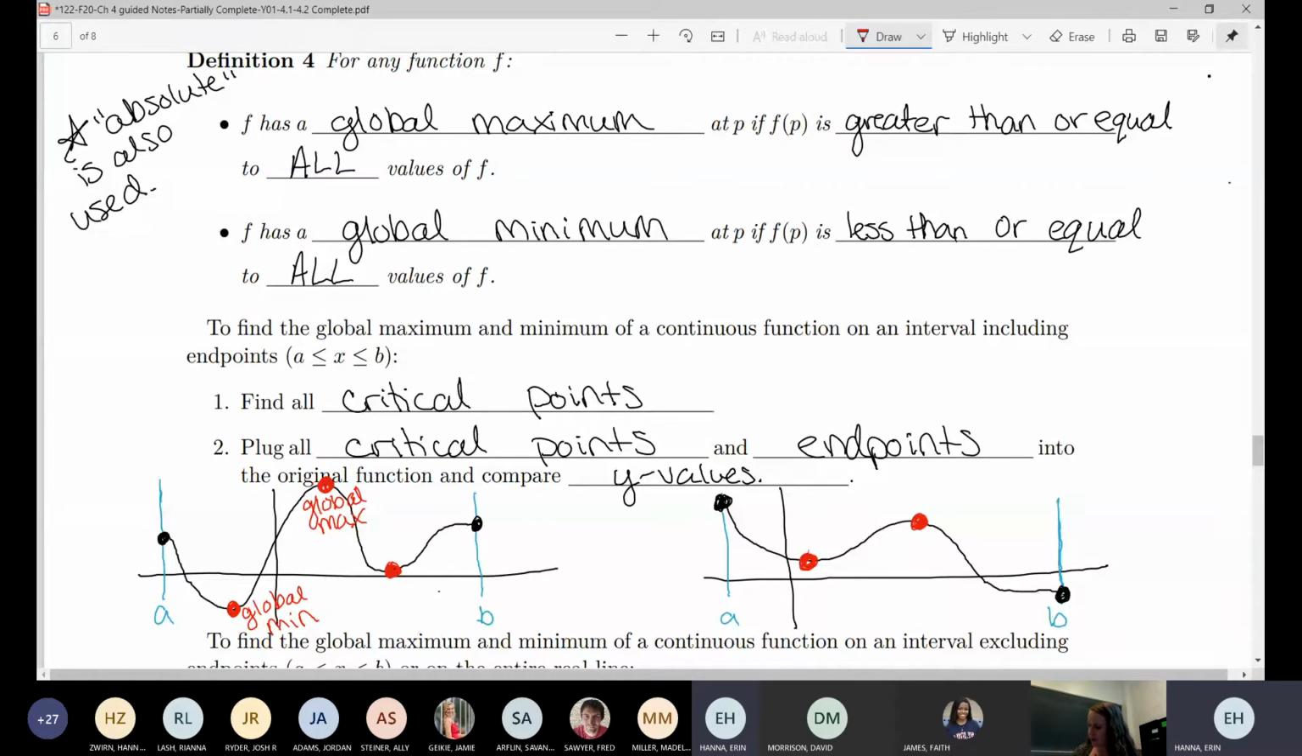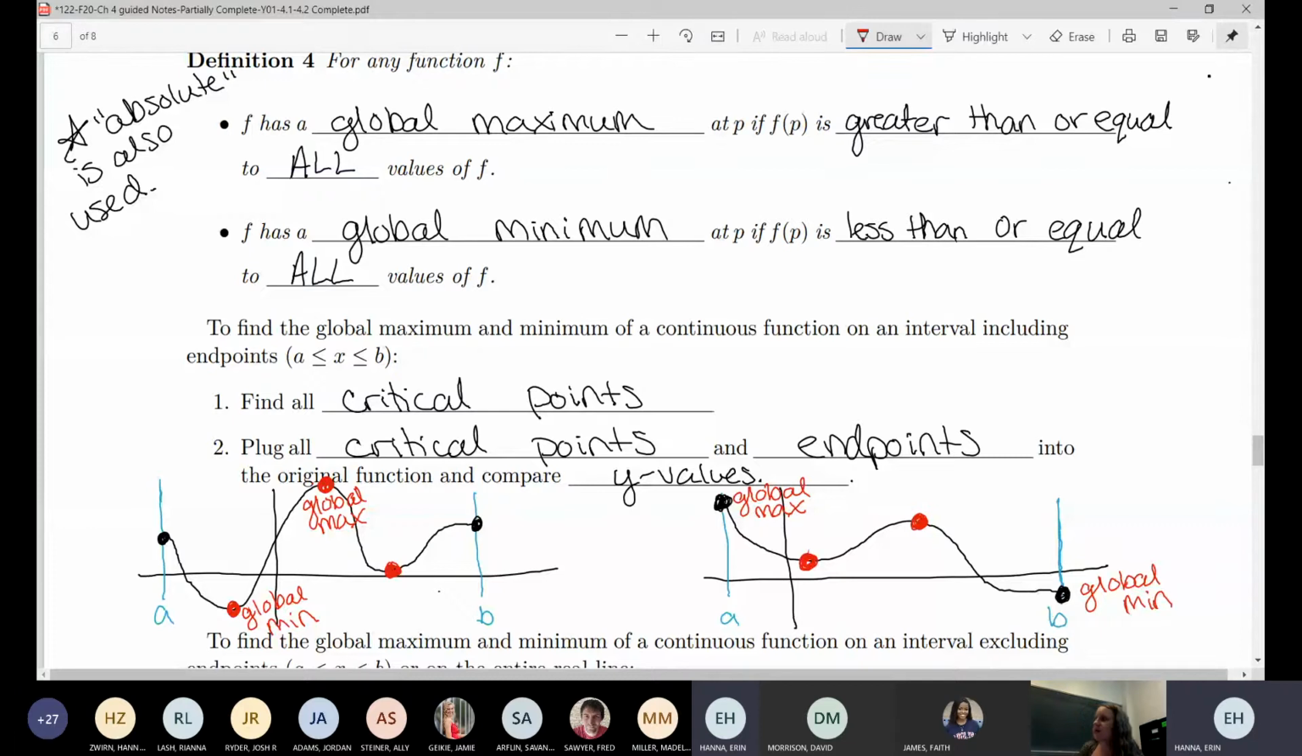But if we look at the left endpoint, that y value is larger than the rest of the y values on the function. If we look at the right endpoint, that y value is lower than all the rest of the y values on that graph. So actually, when we're considering these closed intervals, we can have a global max or global min at the endpoint. So we would have a global max at that left endpoint and a global min at this right endpoint.